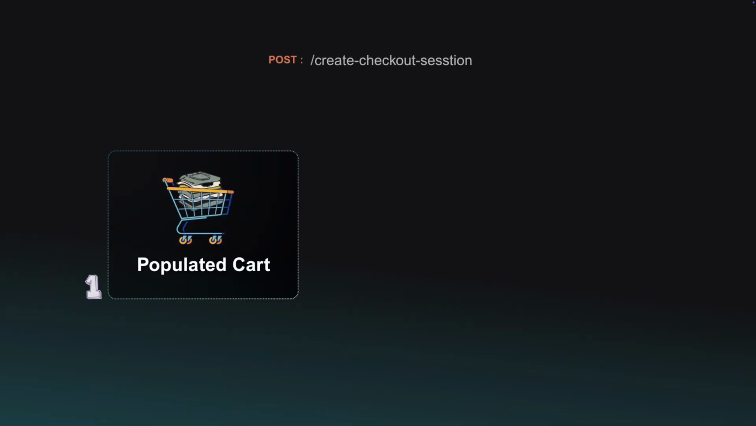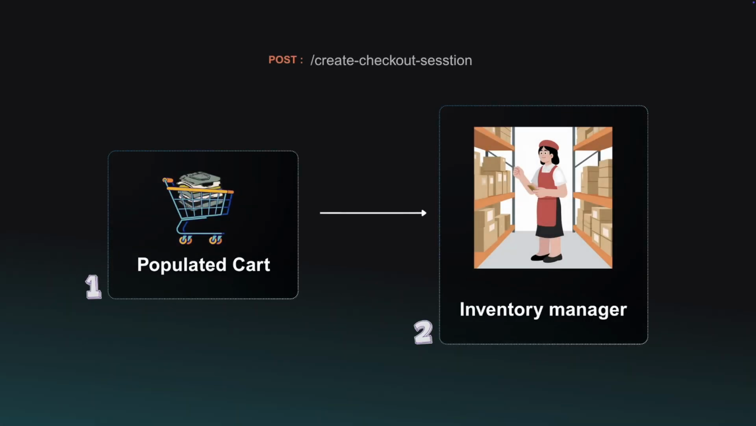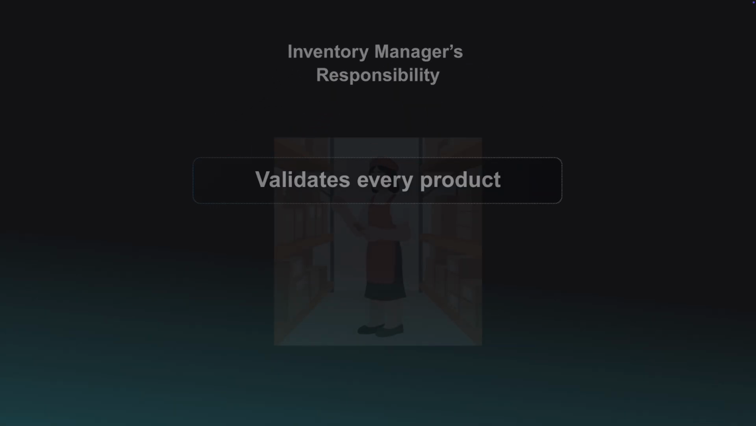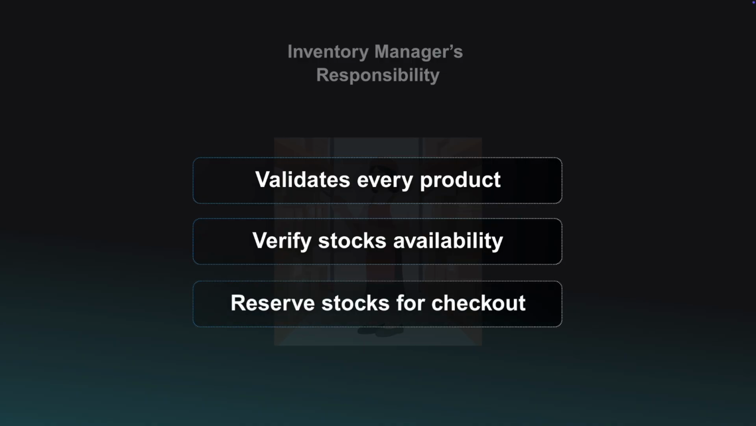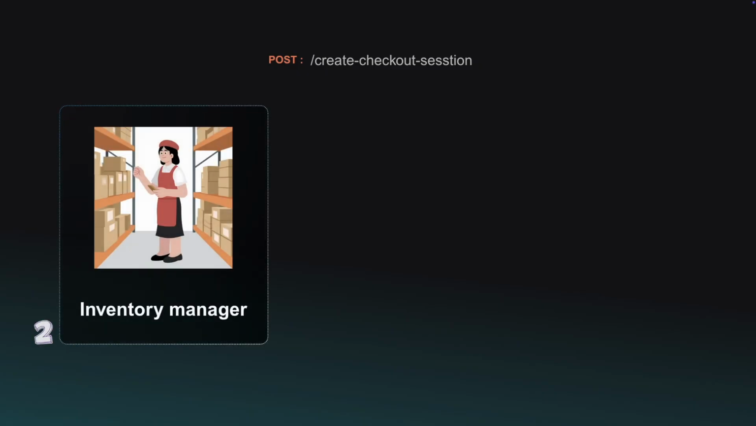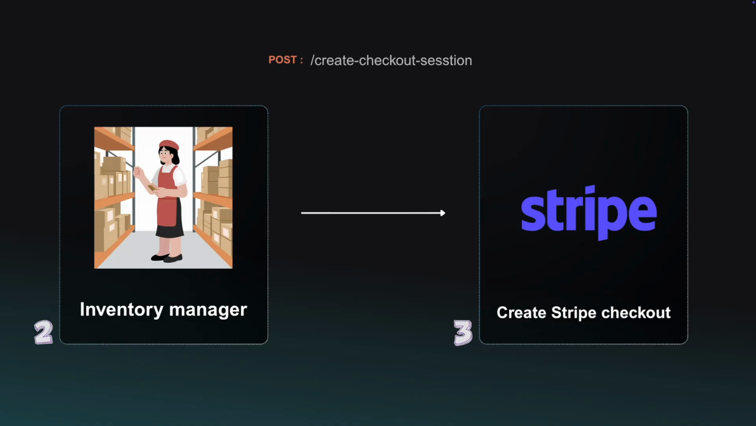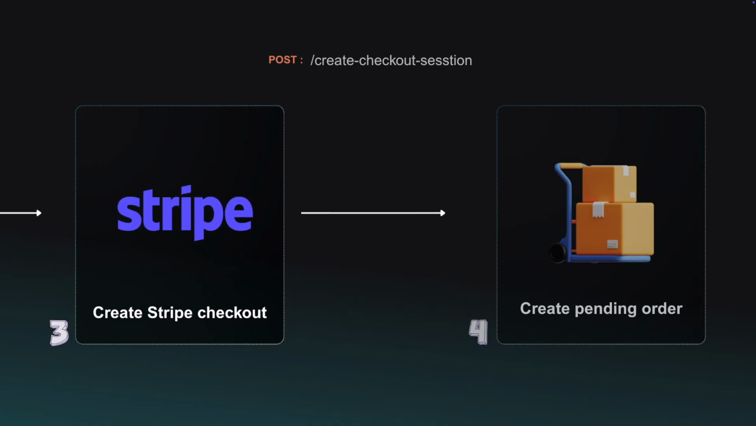That populated cart is then passed to the inventory manager, and then the inventory manager validates every product, verifies that enough stock is available, and temporarily reserves the inventory for this checkout. Only after the inventory has been successfully reserved does the backend ask Stripe to create a checkout. Once the checkout is created, the server creates a pending order.